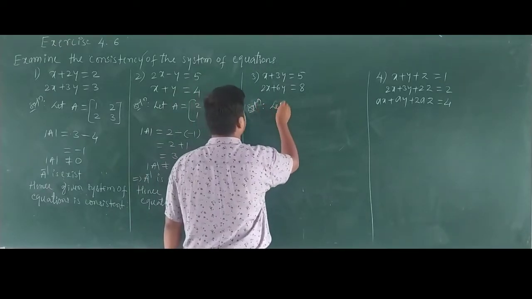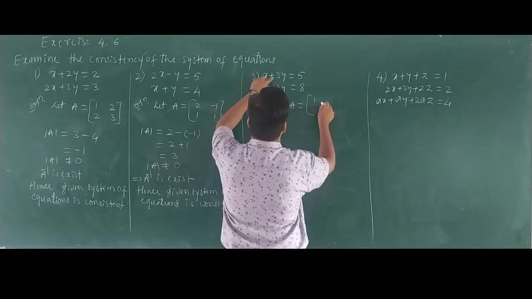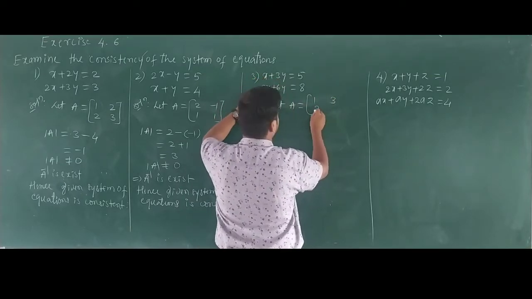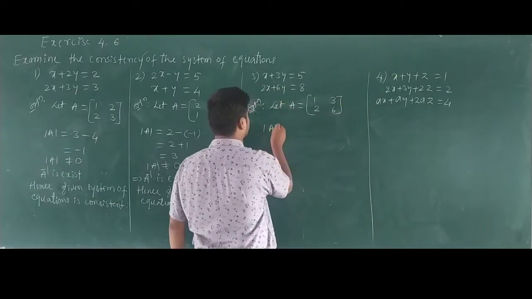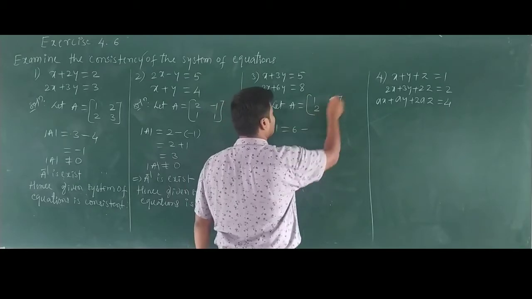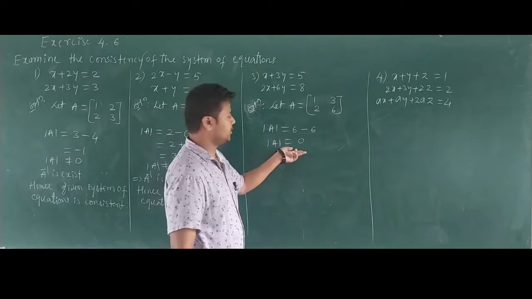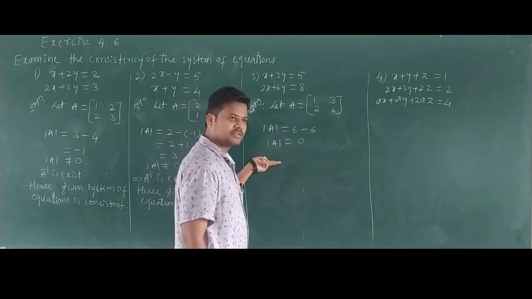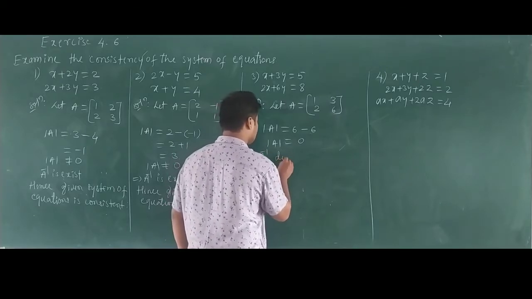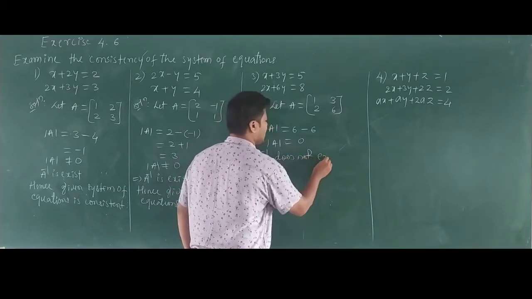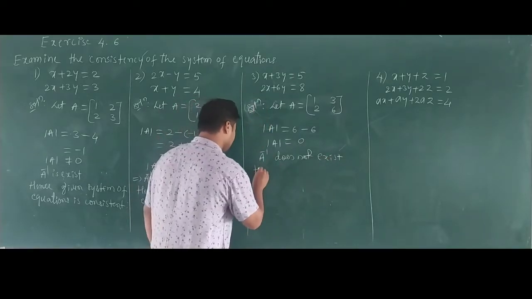Let A equal the coefficient matrix. Now determinant of A equals 6 minus 6, which is 0. Determinant of A is 0. So A inverse does not exist. This implies A inverse does not exist.